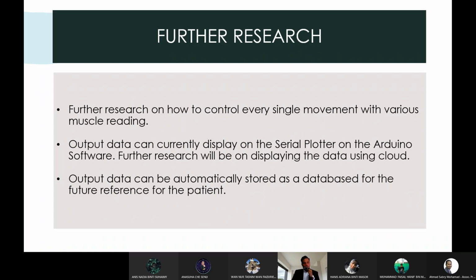The second one is output data can be currently displayed on the serial plotter on the Arduino software. For the research, we'll be displaying the data using cloud such as Blynk, etc. The third and the last one is output data can be automatically stored as a database for the future reference for the patient. That's all. Thank you.